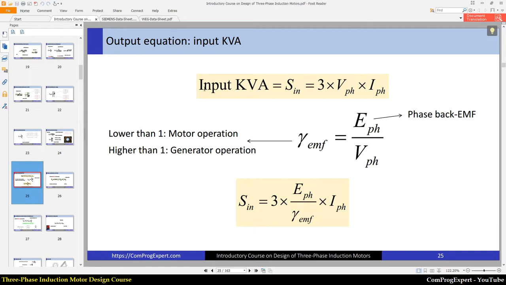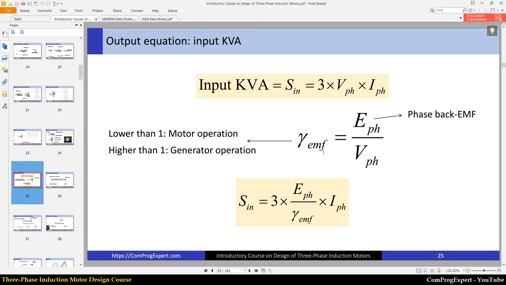Okay, so the input volt ampere S in is equal to 3 times phase voltage times the phase current. These are RMS values, right? So I define a parameter here. You can see this parameter, gamma EMF, that is a per unit parameter, right?